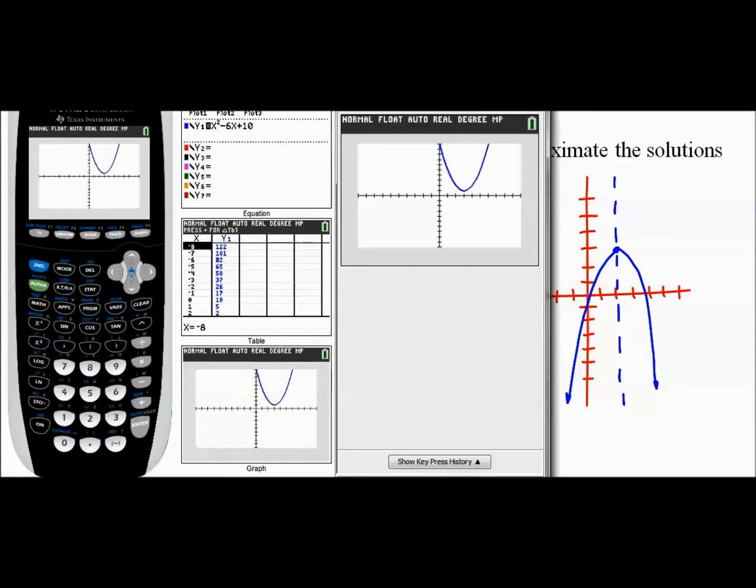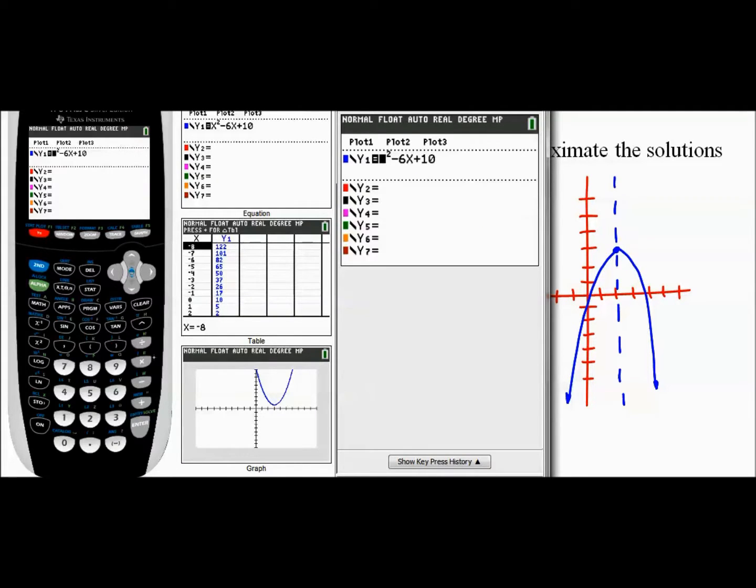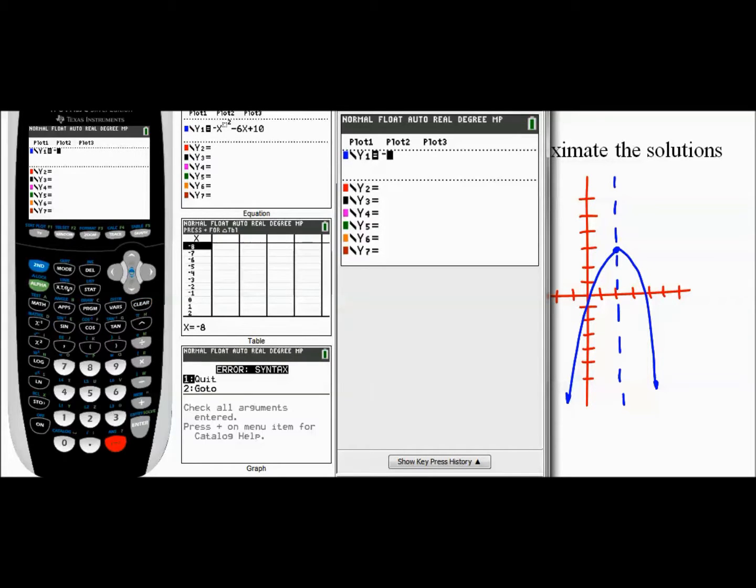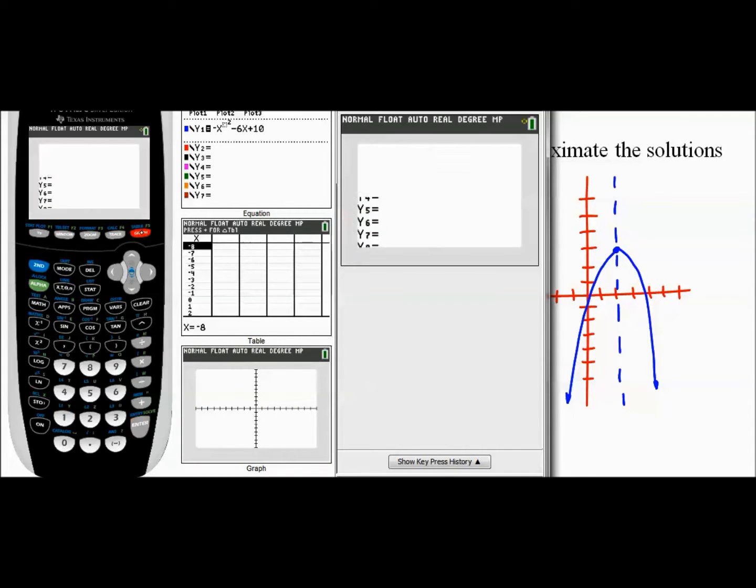So negative x squared plus 4x minus 1. Let's put it in. Negative x squared plus 4x minus 1. Clear. Clear. There we go. Negative x squared plus 4x minus 1. Graph it. Looks like I'm pretty accurate.